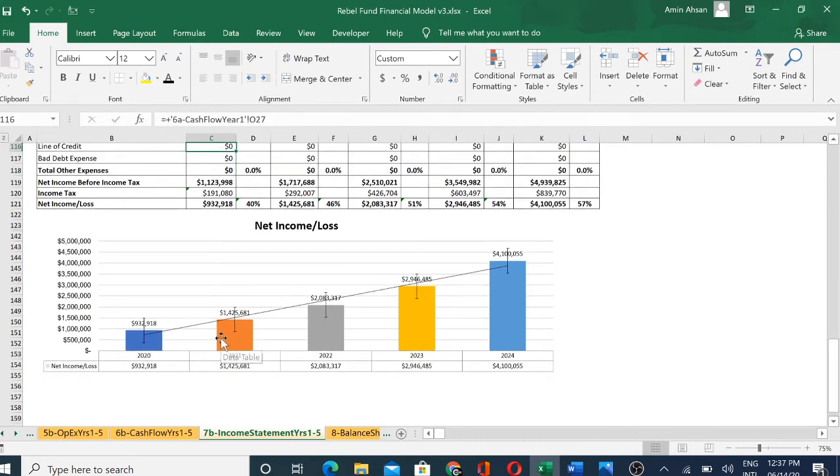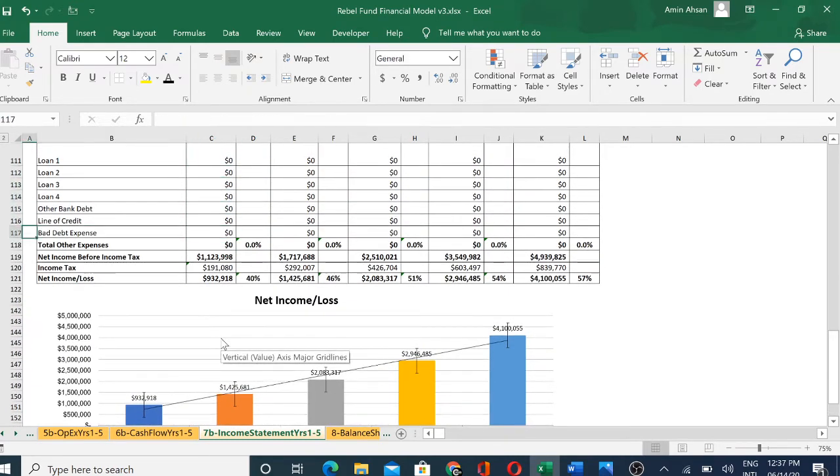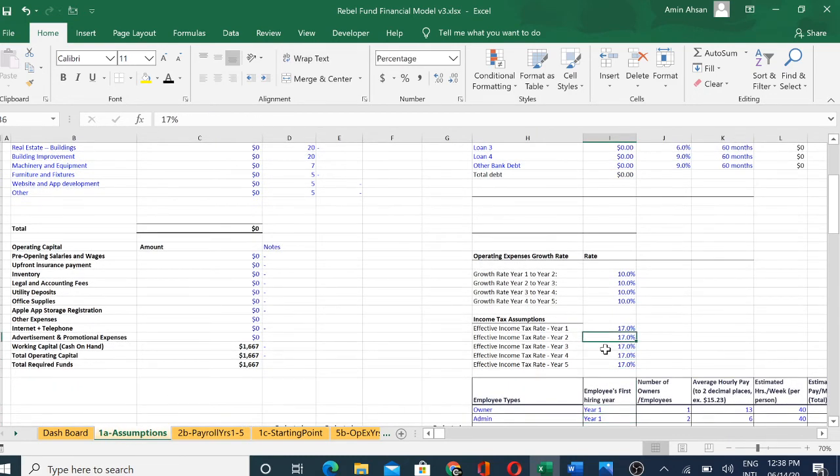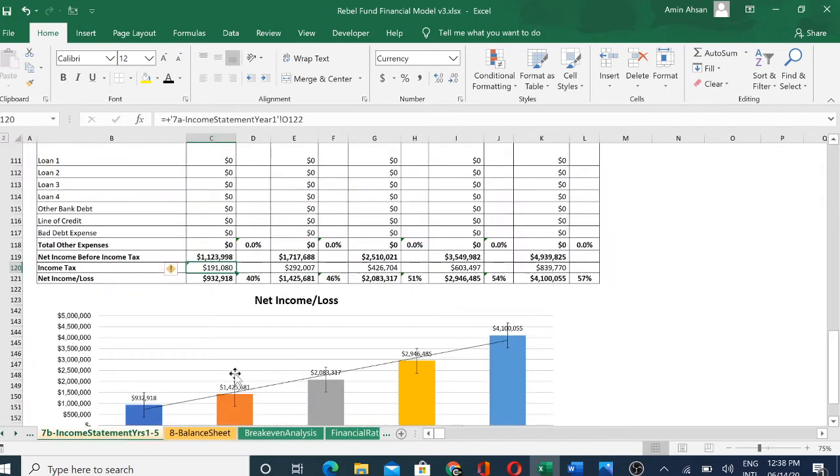Now the next thing is bad debt expenses. The next thing is income tax. Yes, go here, income statement sheet. Here are the income tax assumptions. I have assumed the income tax rate as 17% for every year, year 1, 2, 3, and if you have to change the income tax expense, then you need to go here and you will have the income tax change here.